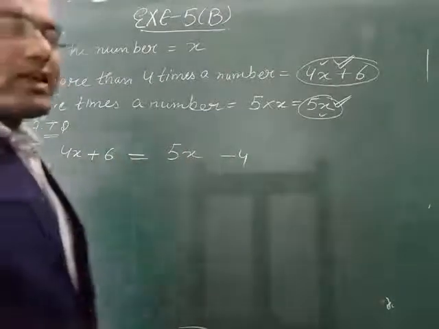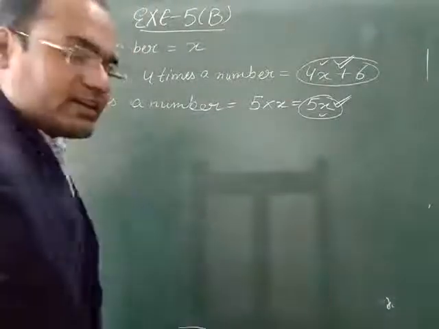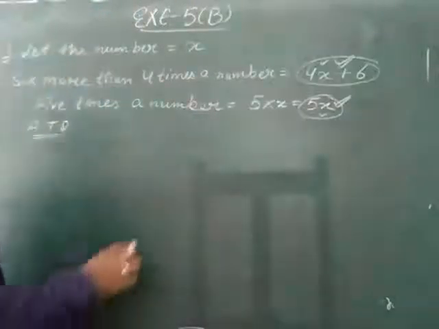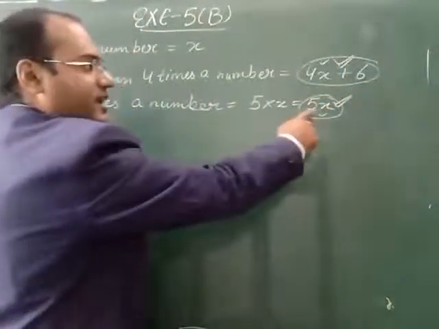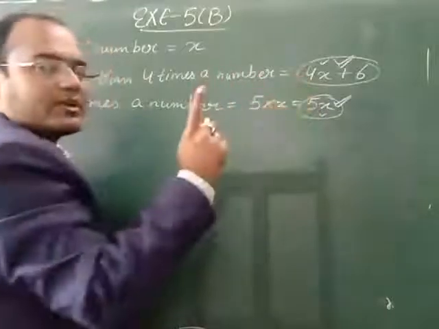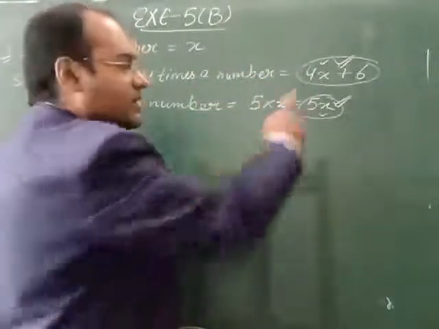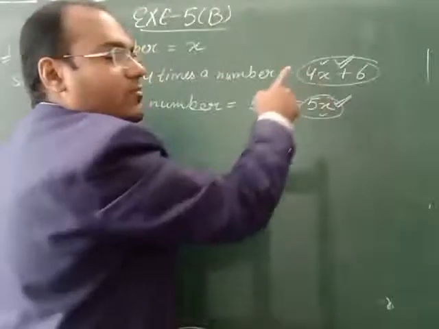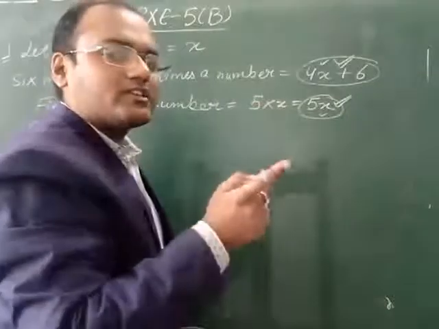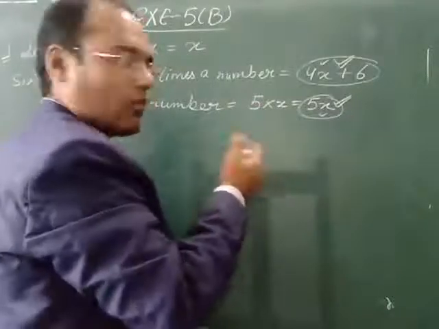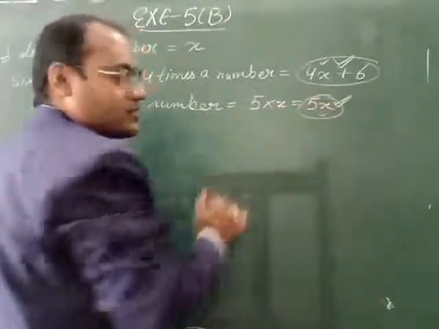Or one more way is there to do this question. What is the other way? Another and easy way which you have to remember. In the question he said 4x plus 6 is 4 less than this one. That means this number is smaller and this number is larger. This one is smaller. How much smaller? 4 smaller. This one is larger. How much larger? 4 larger. So the difference between these two numbers is 4.